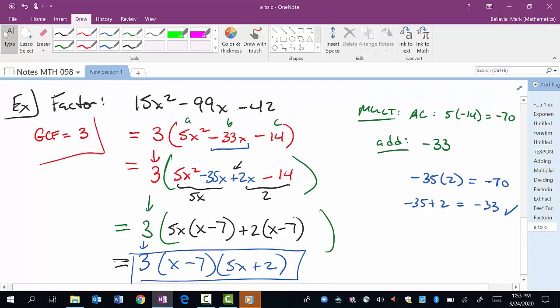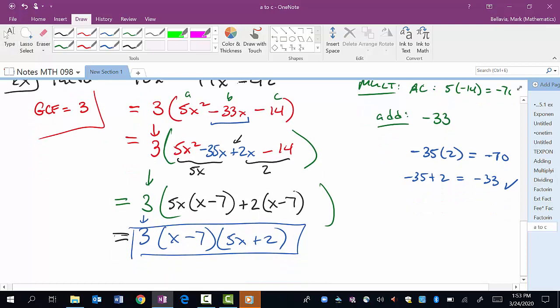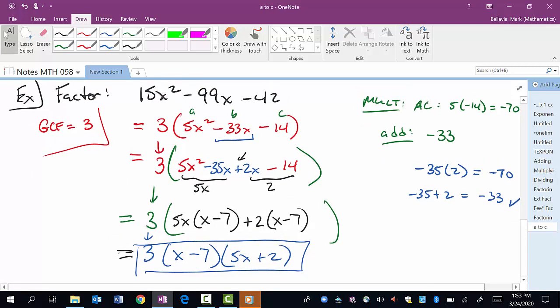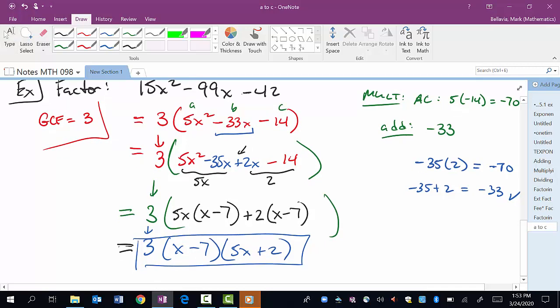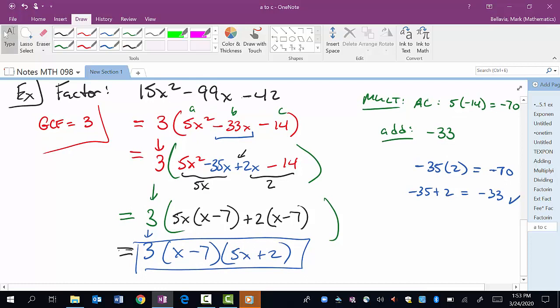First off, if you didn't take out the GCF of 3 at the beginning, you could still get something that would factor using the AC method, but the numbers would be very large. Then the 3 would have been buried in one of these factors, so you would have had to factor 3 out at the end. It's always important to take the GCF out first because it gives you smaller numbers to work with, but also to make sure that you factor completely at the end.